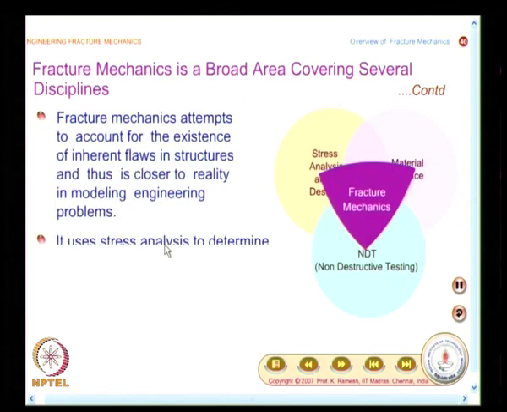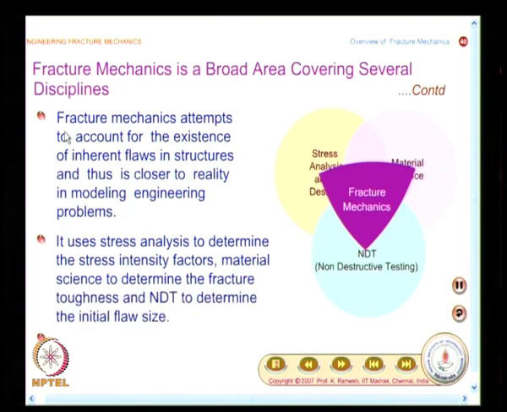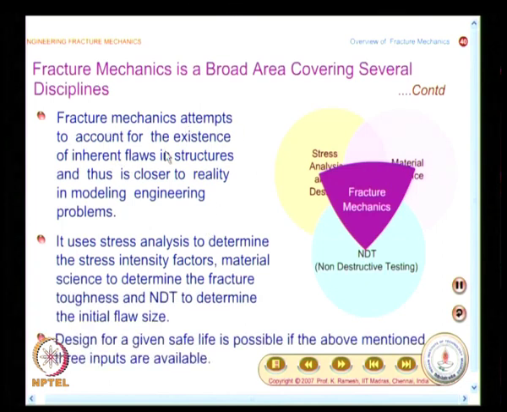So, this is what we have been emphasizing all along. Fracture mechanics attempts to account for the existence of inherent flaws in structures, and thus is closer to reality in modeling engineering problems. And how does it do this? It uses stress analysis to determine the stress intensity factors. We have still not looked at what stress intensity factors are. We would develop the concept. It uses material science to determine the fracture toughness, and non-destructive testing to determine the initial flaw size. So, this is very important.